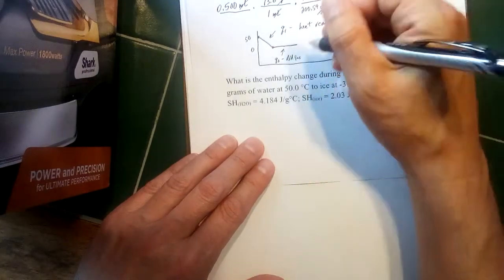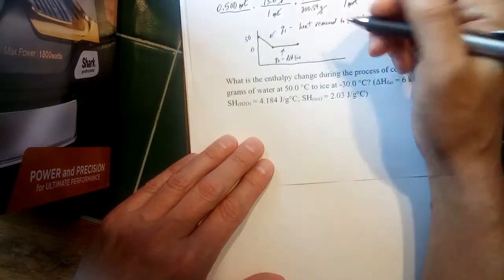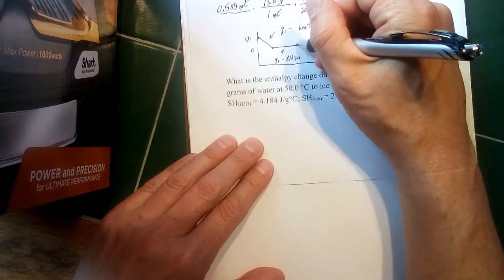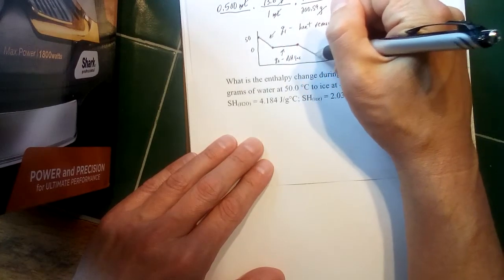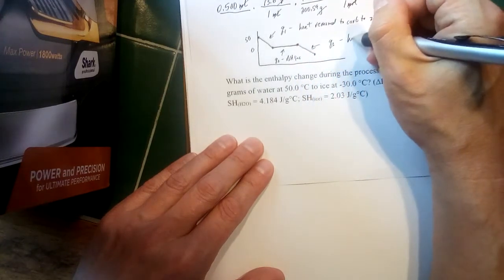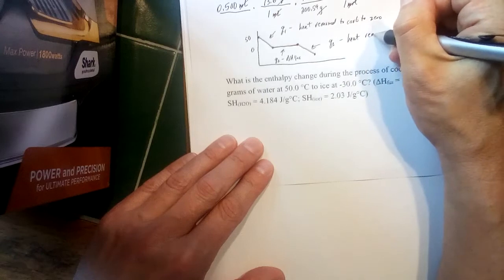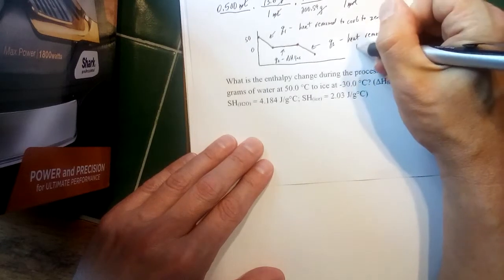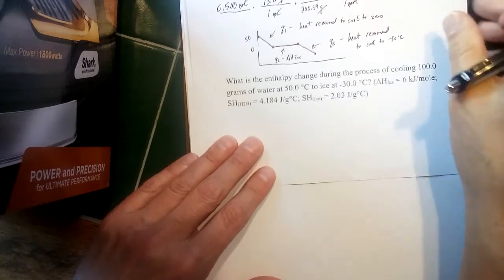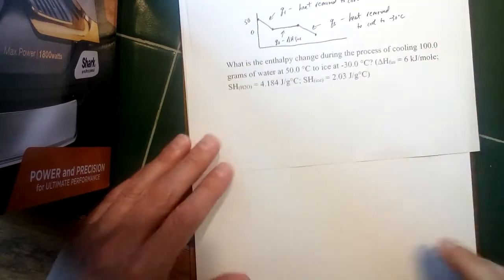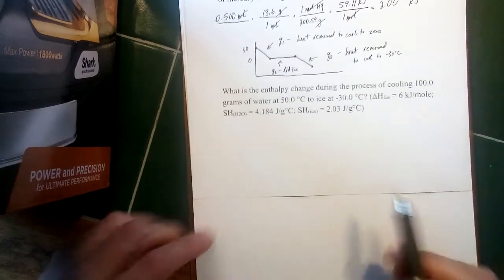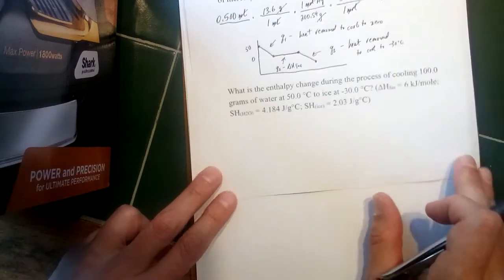Now from 0, once we've got solid ice, as we continue to remove heat, that's going to cause the temperature to go down again. So there'll be a third quantity here, Q3, that would be the heat removed to cool to minus 30 degrees C. And we're going to have to do all 3 of those calculations and then add those quantities together. Okay? So down here below, we'll start doing those calculations.